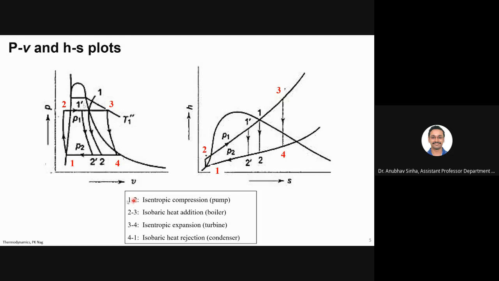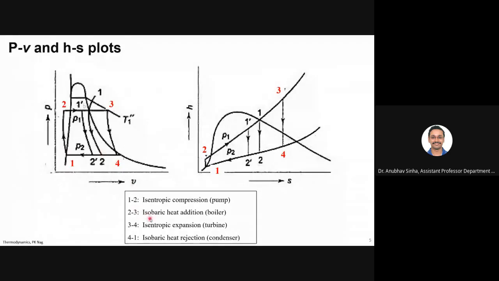Now let me take you through. So 1 to 2 is isentropic compression in the pump. So this is what we see here. 1 to 2, pressure is increasing, as you can see, and volume is also slightly changing. That will be a very small change in volume for water. Let us say it is not an appreciable change. It will not change significantly like what we see for gases.